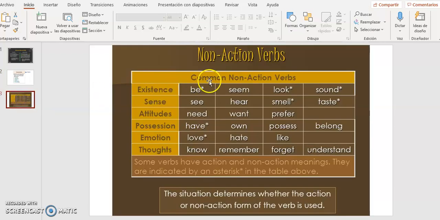Here are some common non-action or stative verbs: existence, be, seem, look, sound. Okay, the ones that have an asterisk, the situation determines whether they are action or non-action verbs, depending on the situation. That's why they have an asterisk there. But they're usually these ones, like know, remember, forget, understand, hear, seem, own, possess, belong. These are some of the verbs.